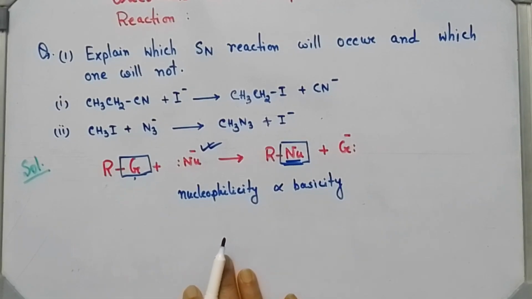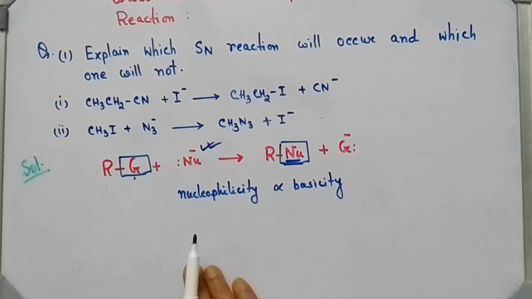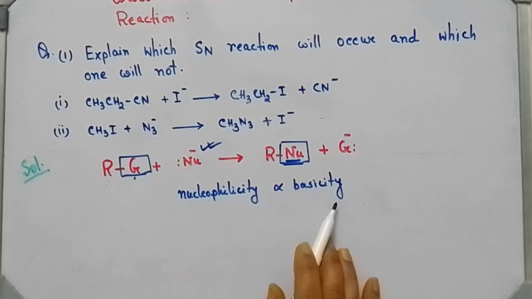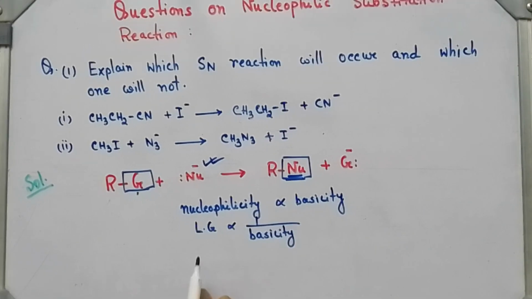Another thing you have to remember, nucleophilicity is proportional to basicity. Nucleophilicity is proportional to polarizability. Nucleophilicity is proportional to basicity means with increasing basicity, nucleophilicity increases. Another thing, leaving group property is inversely proportional to basicity. That means with increasing basicity of the species, its leaving group property decreases. Or with decreasing basicity, leaving group property increases. And with increasing polarizability, leaving group property increases.